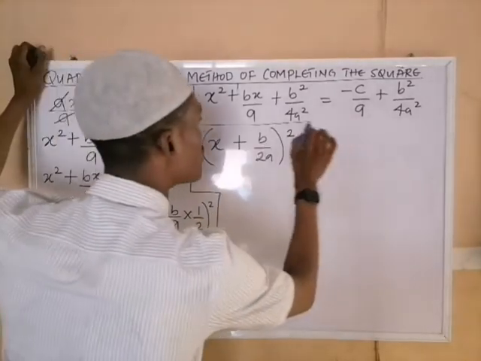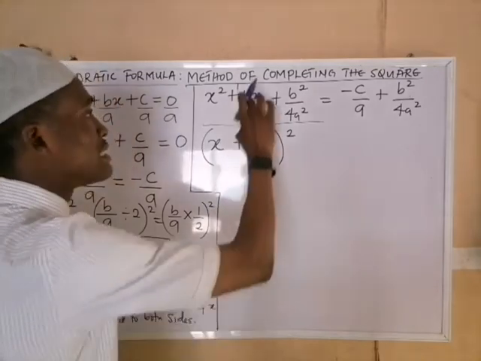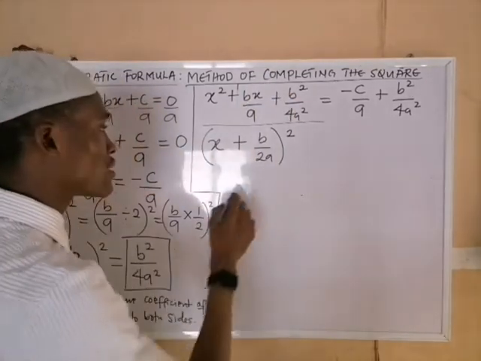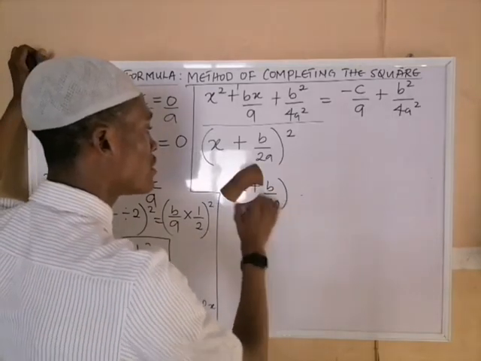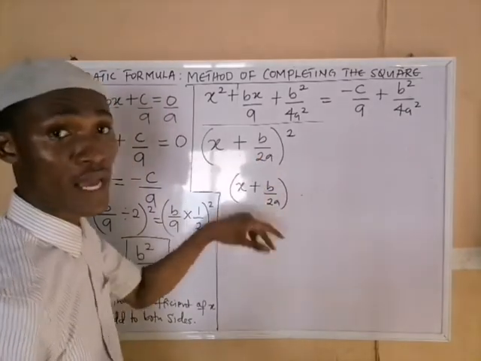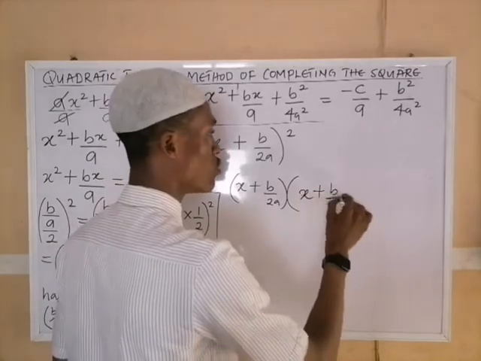This whole equation is the same thing as this. So how sure am I that this is the same thing as this? Let's factorize this out. Do not forget, whenever you have x plus b over 2a, this square is telling us that we have to write x plus b over 2a twice. x plus b over 2a.